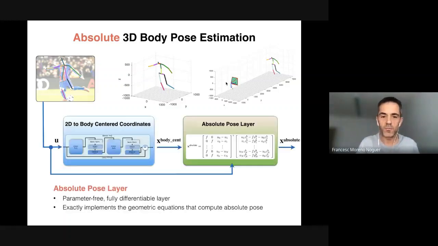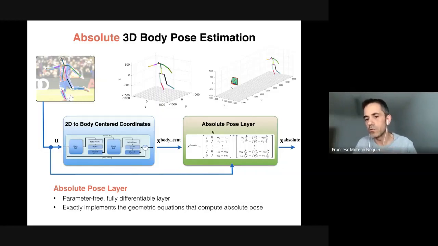And the main idea here was that we took the output of a body-centered network, all right, that provides the solution in body-centered coordinates, and we added this absolute pose layer.